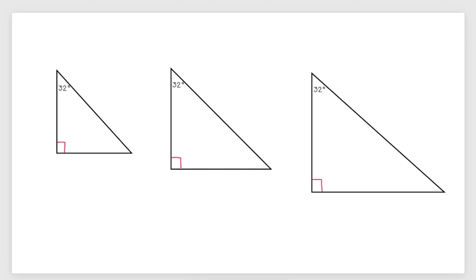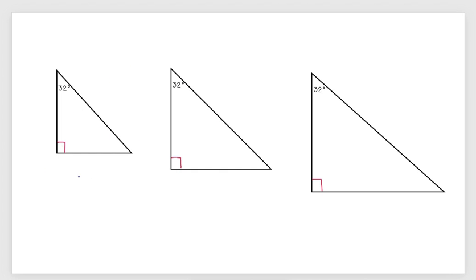So here I have three similar triangles. I actually know they're similar because of my angle-angle similarity theorem, which told us that if we have two triangles and they have two congruent angles, then that means they're similar. And I see all of these have a right angle, and then all of these have a 32-degree angle.